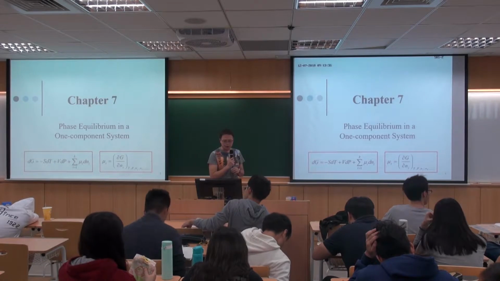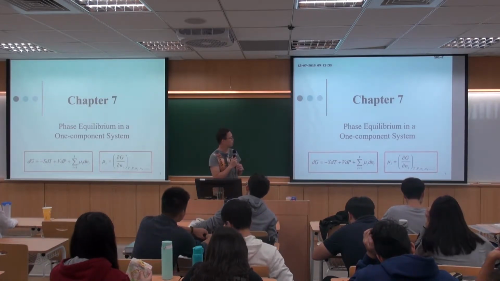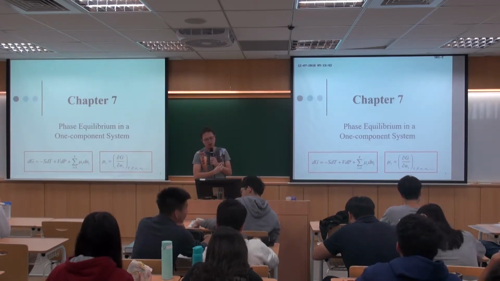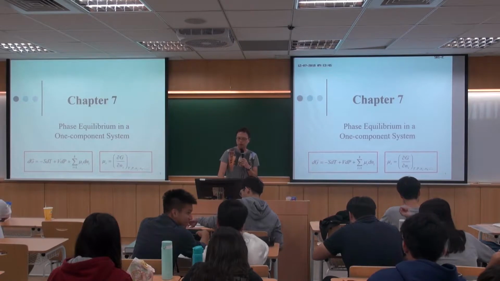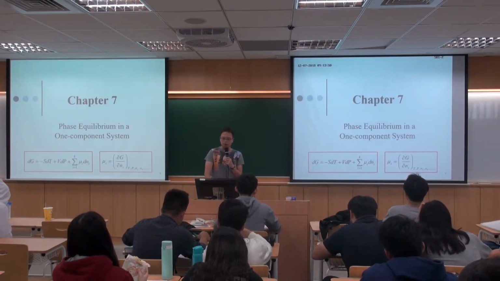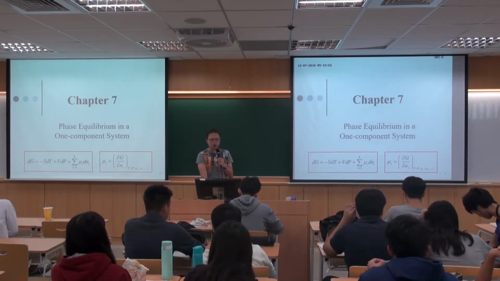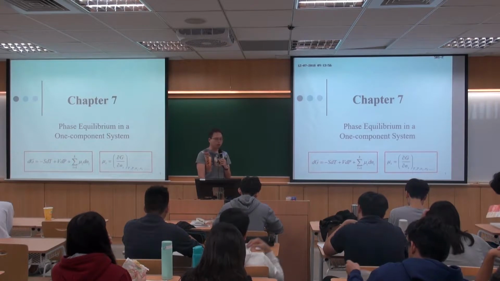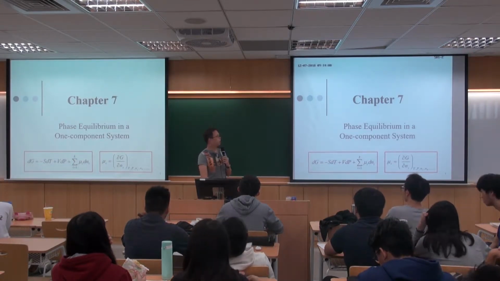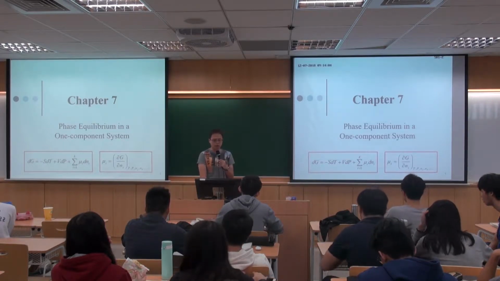So for the rest of this semester, we only have 2 chapters left, right? We have chapter 7 and chapter 8. These 2 chapters are very straightforward, and they're much simpler than chapter 5 and chapter 6. So probably we'll spend just 1 week for each chapter. And for the rest of the semester, we're going to talk about statistical thermodynamics more.